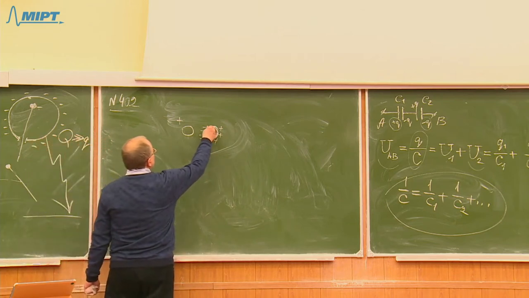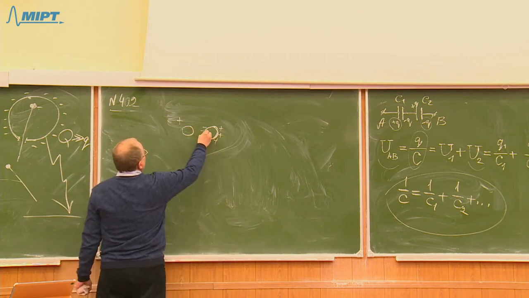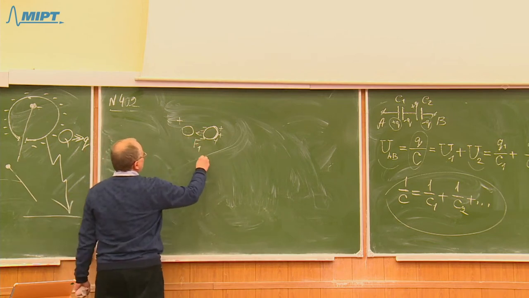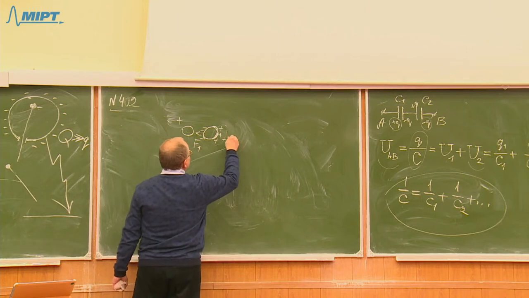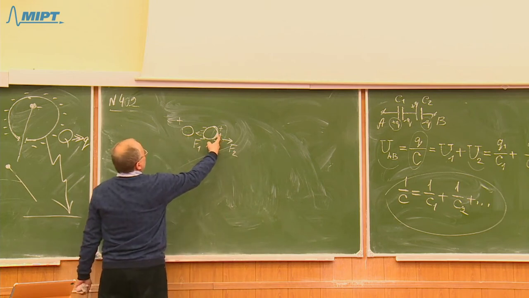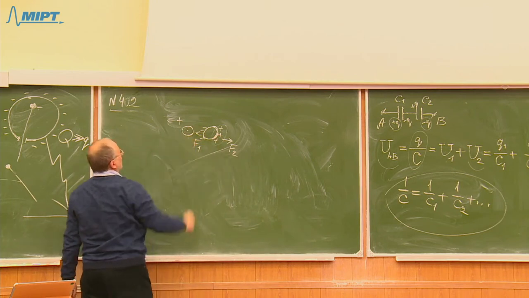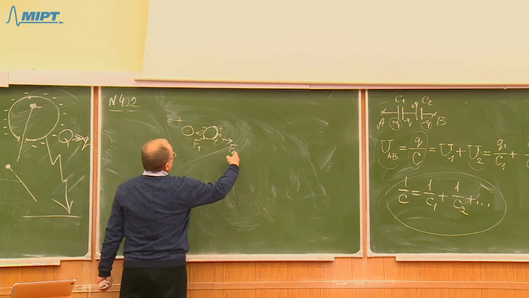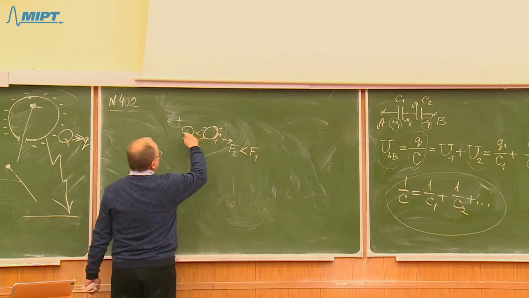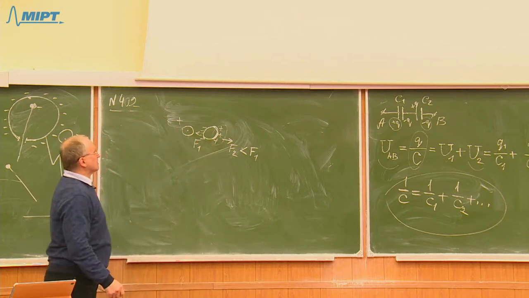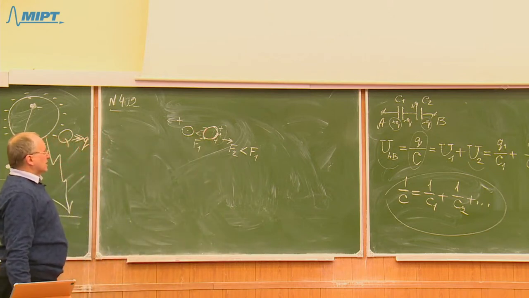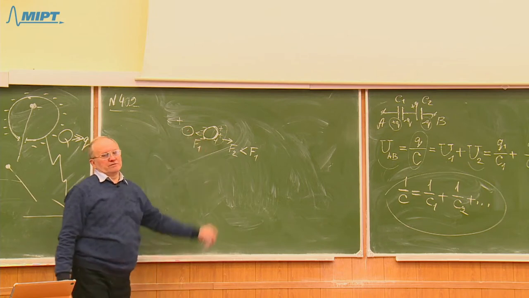In this case, these negative charges will be attracted to the positively charged ball with some force F1, and the positive charges will be repelled from the positively charged ball with some force F2. But the positive charges are located farther away from the center of the first ball, so the force of repulsion F2 will be smaller than the force of attraction F1. The force of repulsion acting between these two positive charges will be smaller than the force of attraction acting between unlike charges, because the negative charges are closer here.